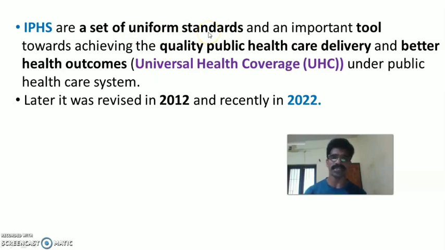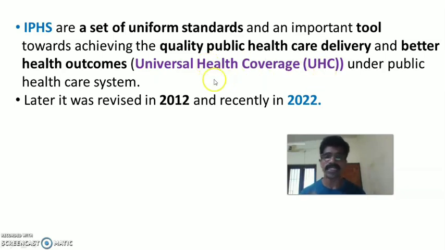So it is a set of uniform standards. Uniform standard means wherever you go in the country, you will get the same quality service from these health sectors: sub-center, primary health center, community health center, district hospital, subdivision hospital, etc. So IPHS are a set of uniform standards and an important tool to achieve quality public health care delivery services and better health outcomes, that is, achieving universal health coverage, that is UHC.